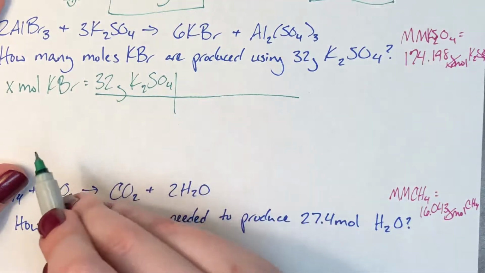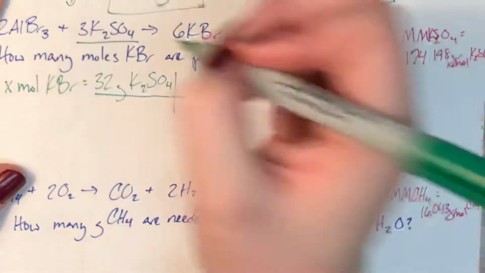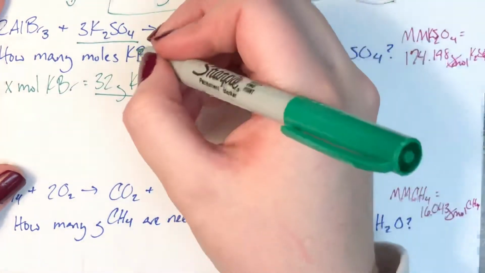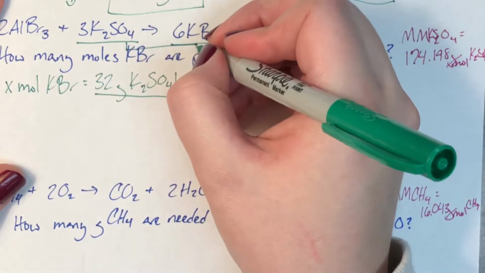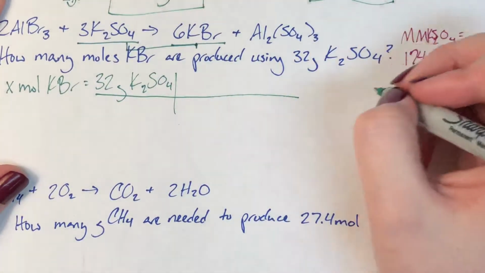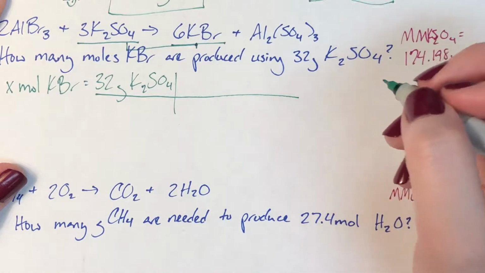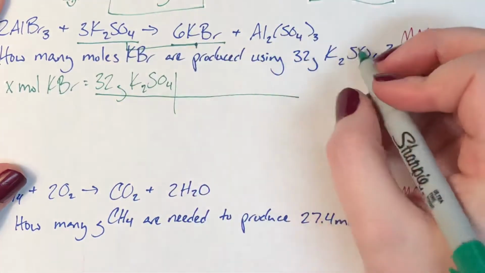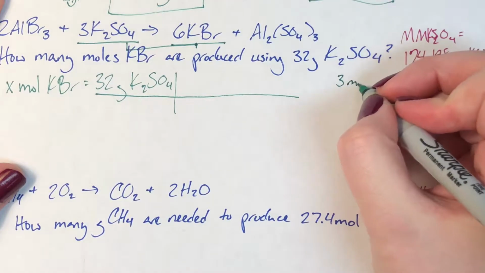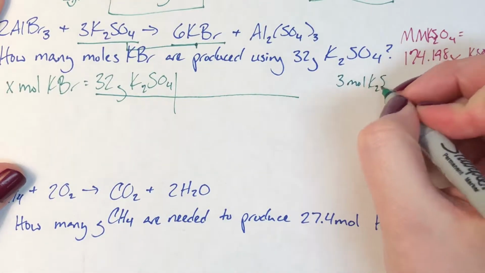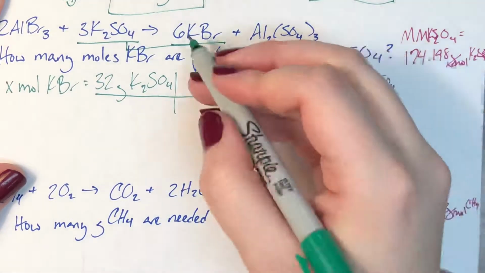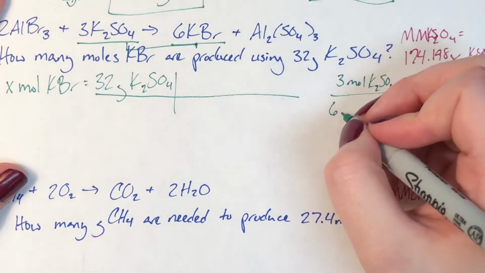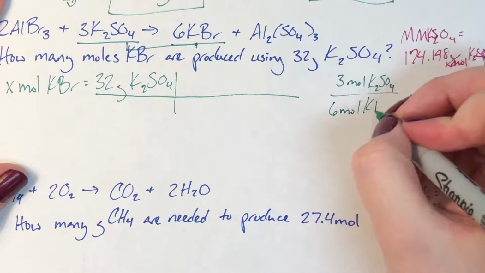Those are two different compounds, so I'm going to find those two compounds in my actual equation. I'm just going to connect them and create the mole ratio because I'll need it eventually. The number in front of potassium sulfate is 3, so I'm going to say 3 moles potassium sulfate. For every 6 is the number in front of potassium bromide, so I'm going to say 6 moles of potassium bromide.